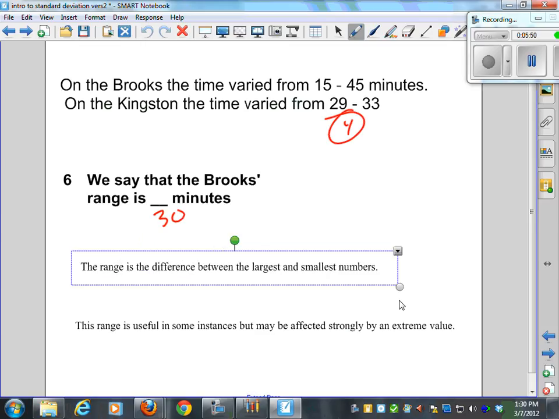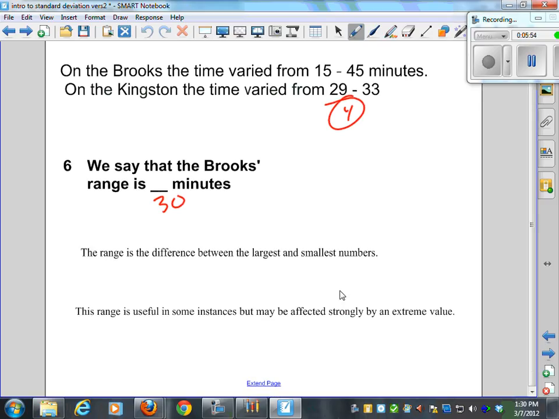First of all, the range is the difference between the largest and the smallest. The range is useful in some instances, but it may be affected strongly by an extreme value. For example, let's say one day on the Kingston, there was a traffic jam or it was snowing, and that 33 was, I don't know, a 52. Even though all the other numbers were 29, 30, 31, one day it's 52. One extreme value, and the range is shot out of the water, right? So the range isn't particularly useful when you're trying to find out consistency.